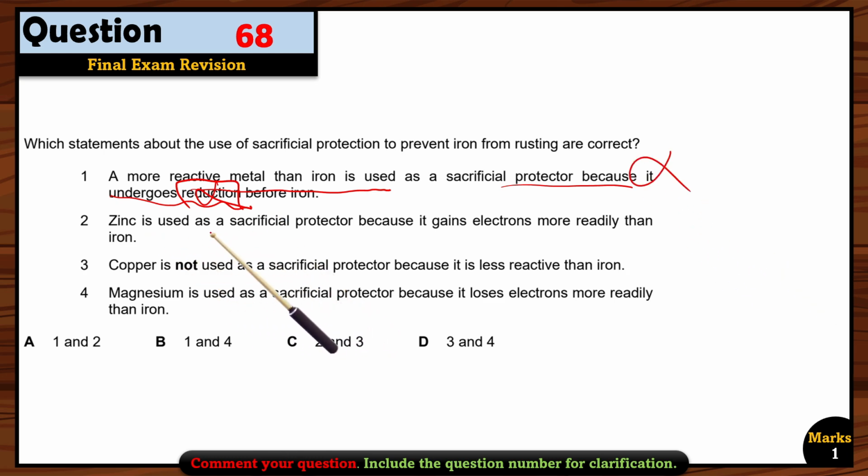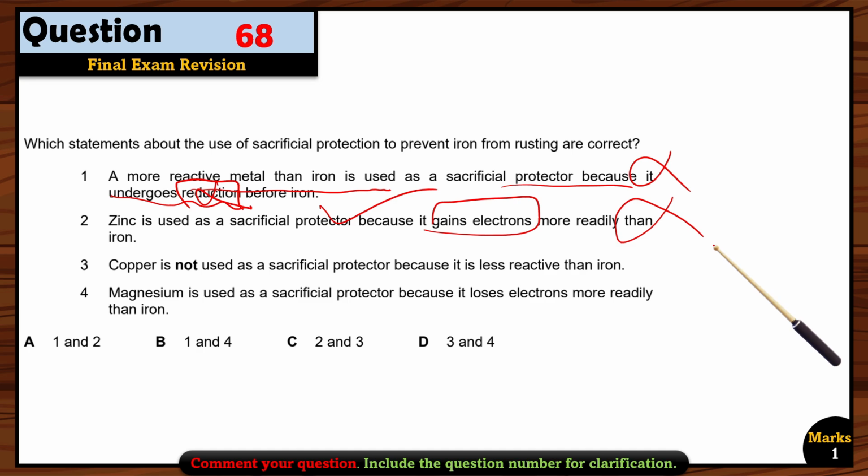Let's see, zinc is used as a sacrificial protector because it gains electrons. Again wrong, because it loses electrons. Zinc is a more reactive metal. So more reactive metal means it can easily lose electrons, not gain. So this option is also wrong.